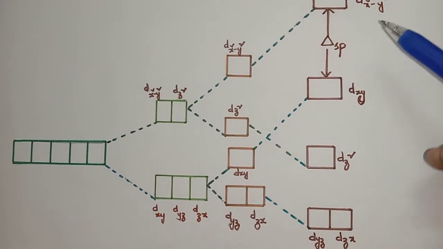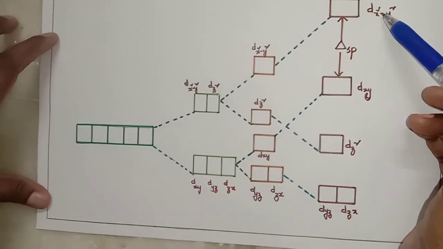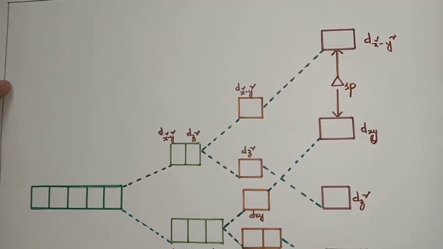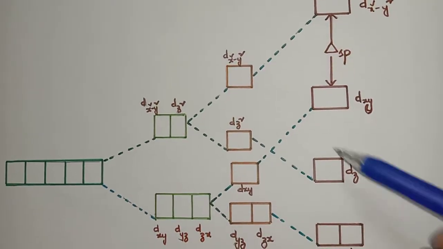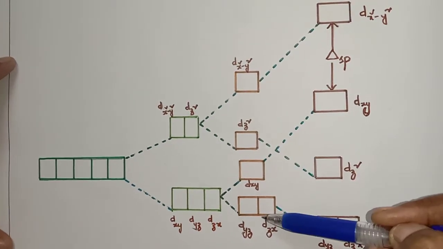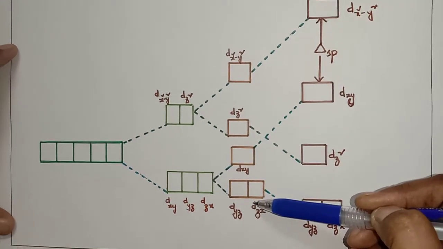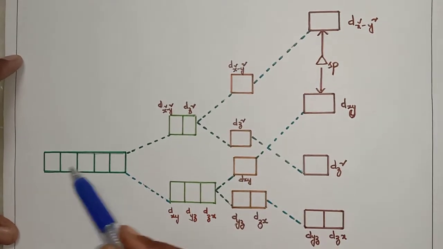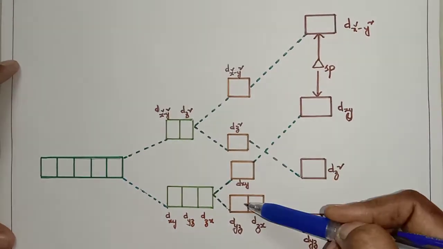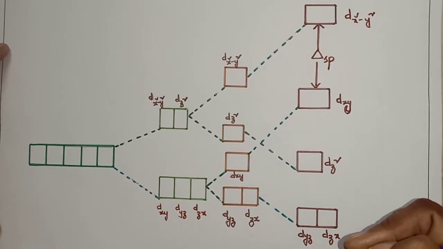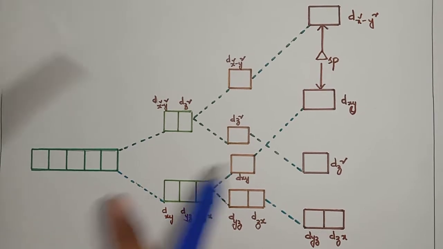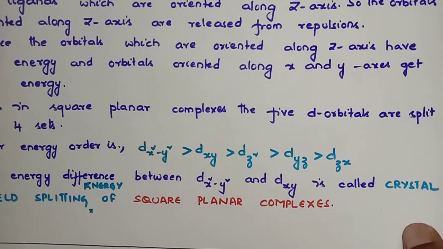Okay, so here I have drawn, look here, dx square minus y square and dxy. So these are of higher energy, so I have drawn them here. Okay students, so these are the 4 sets of d orbitals. So I told you now, in square planar complexes, the 5 d orbitals will be split into 4 sets. These are the 4 sets of orbitals. Okay, and the energy order of these 4 sets of orbitals will be like this.